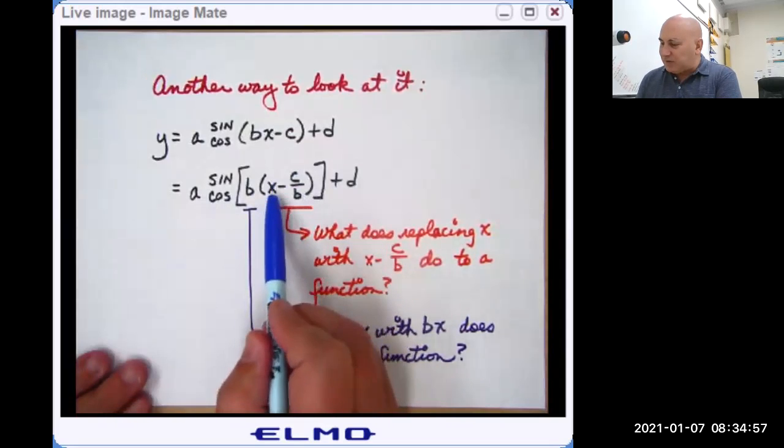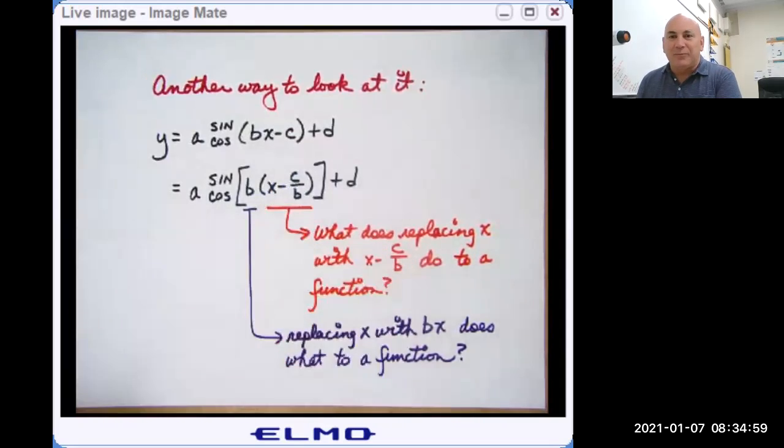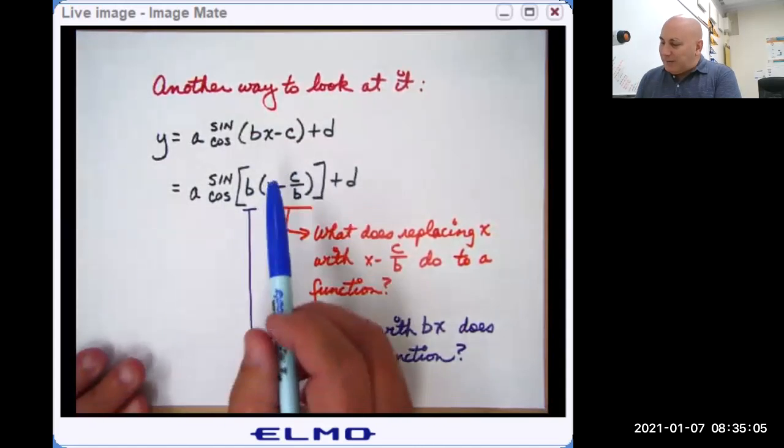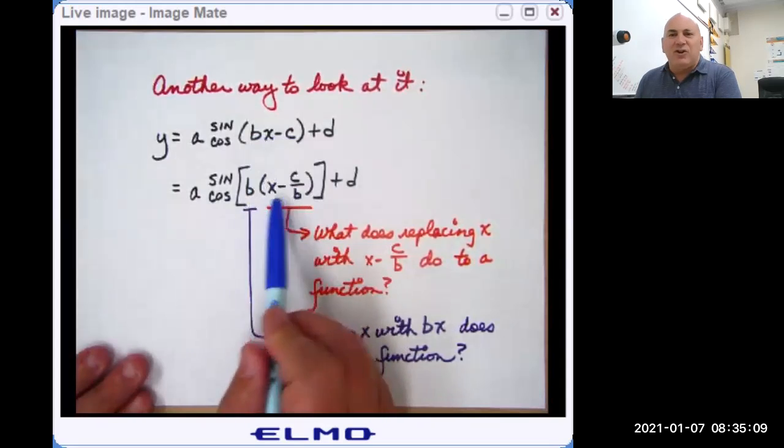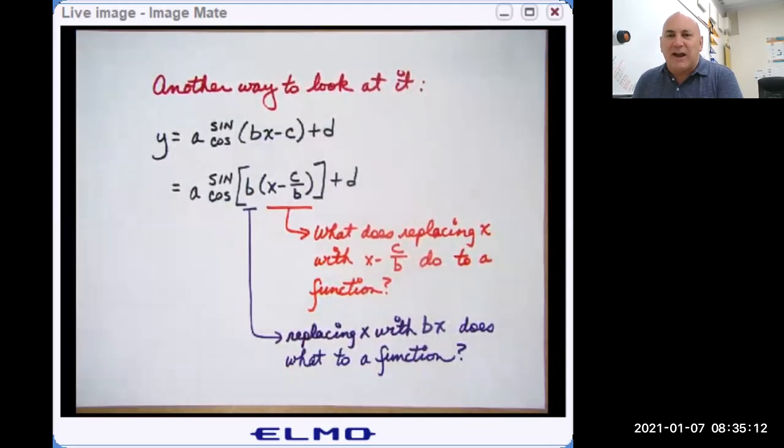In other words, if this was x plus c over b, then that would be the same as x minus negative c over b. You get the idea. So I'm going to recommend that you just factor a b out of these each time, and then you don't have to remember anything new. You don't have to remember, well, if it's negative c over b, no, you already know. X minus h translates your function h units to the right.